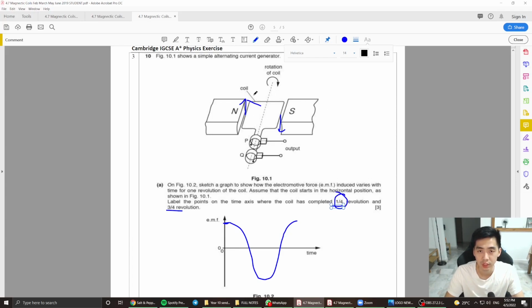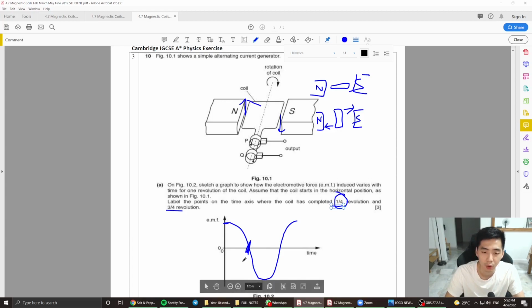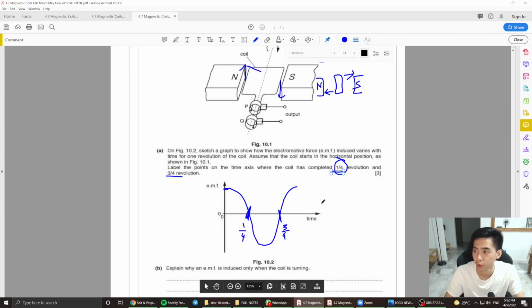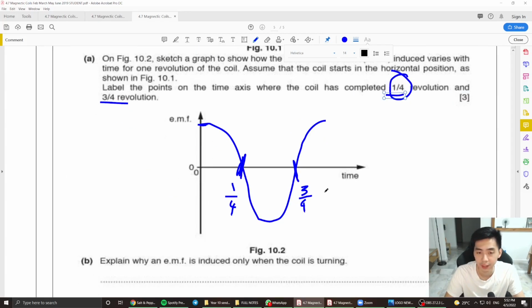If I were to draw the cross-sectional area being this north and south here right now, at this instance the coil is at a horizontal position, right? When the coil is at the perpendicular position, this is basically a 90 degree turn, which is also equivalent to a quarter of the revolution, right? Because at this instance here it is moving parallel with the magnetic field, it will actually generate the least amount of current. So here is going to be 1/4. Same thing for 3/4 as well. It will be moving parallel with the magnetic field, and thus you'll have something like this here.